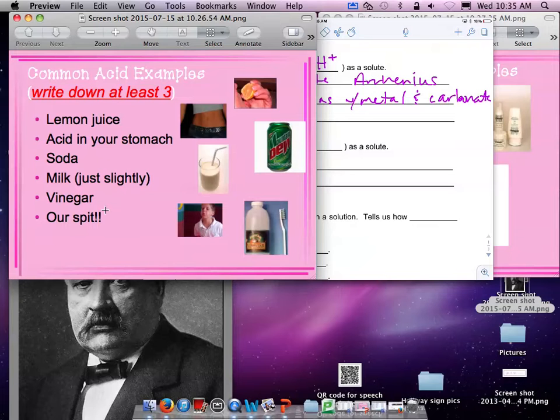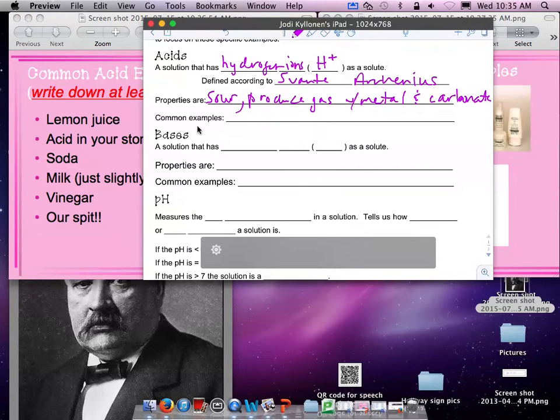So 3 common examples, write down at least 3 of them. Here's a bunch of things that you probably have heard of. All right, so you write down 3 of those. You put those in your common examples. All right. Let's continue on with our definitions and let's talk about bases.